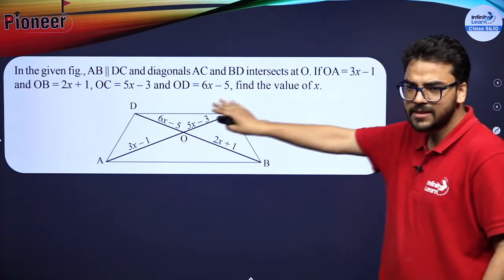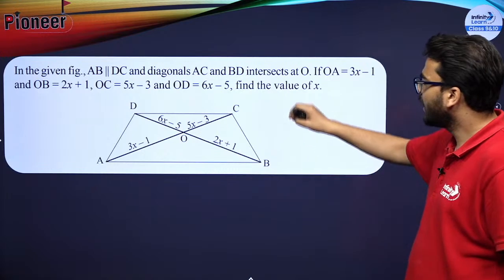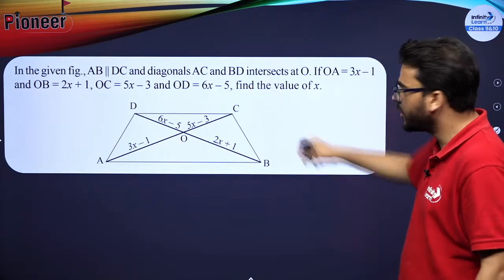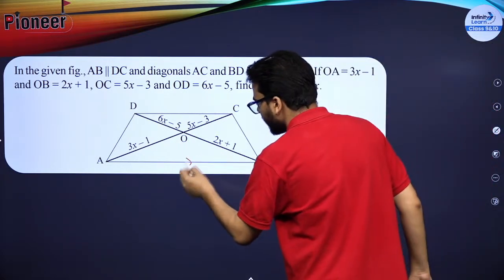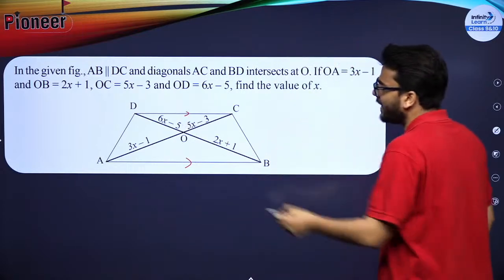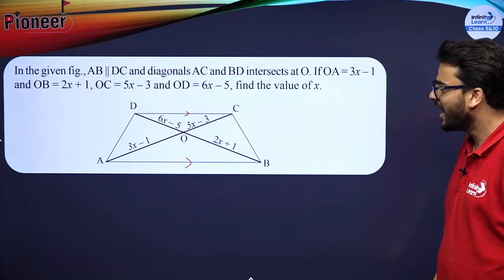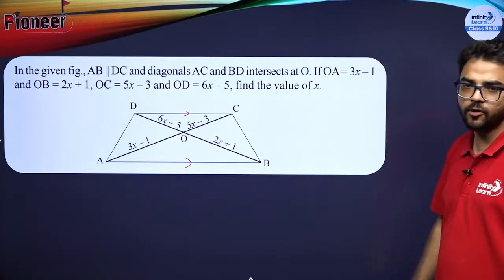So it is given in this question that AC and BD are the diagonals. AB is parallel to DC is given in this question. This thing is parallel to this is given. And diagonals AC and BD intersect at point O over here. And see, these values are given in this question. You have to find the value of X.